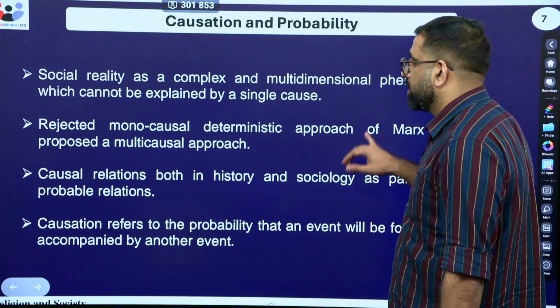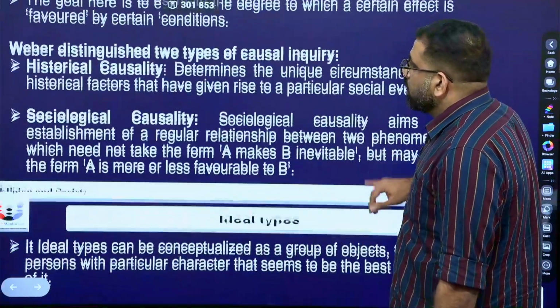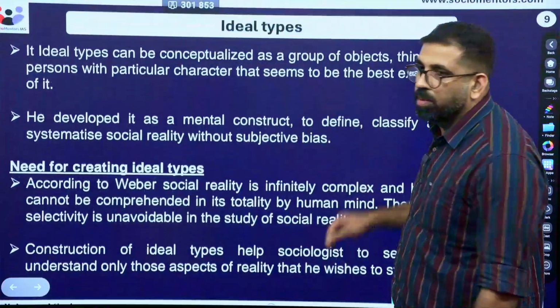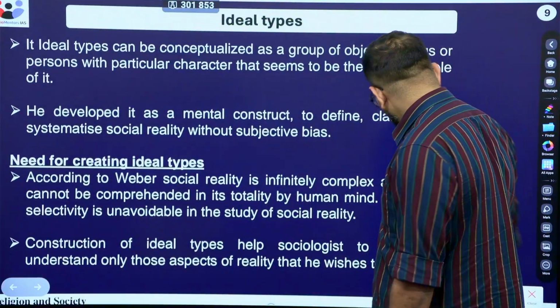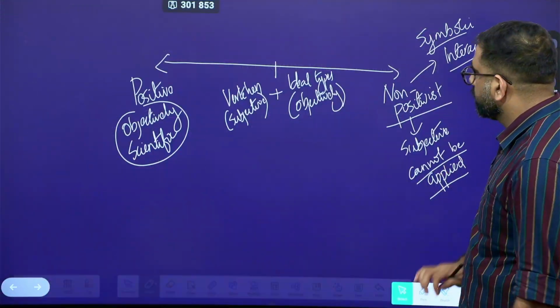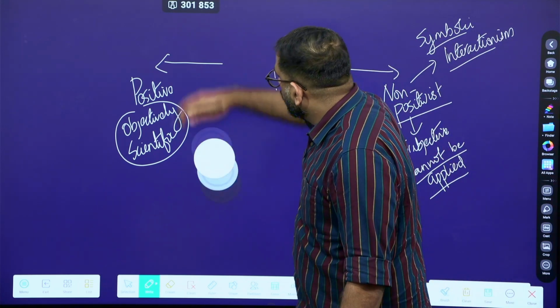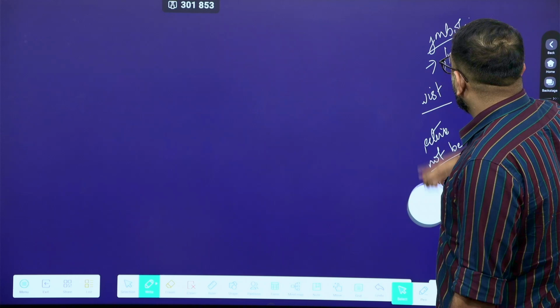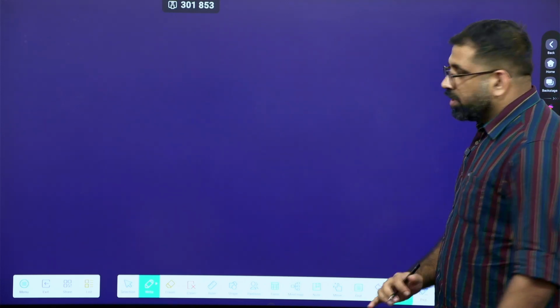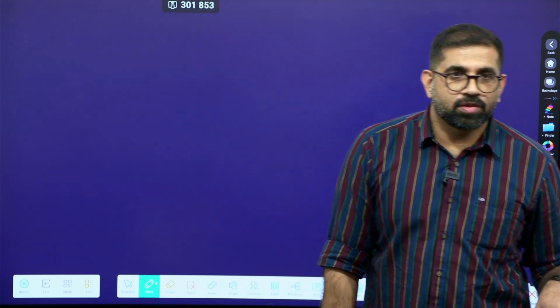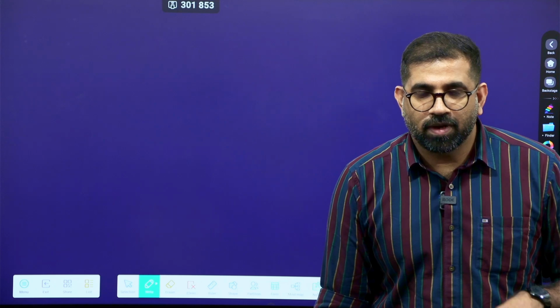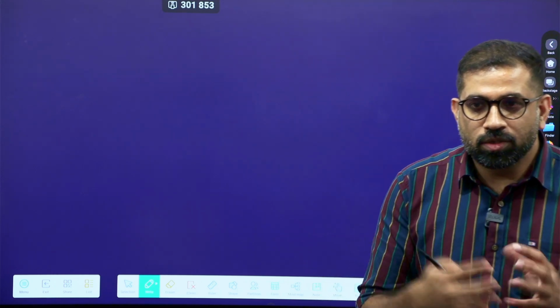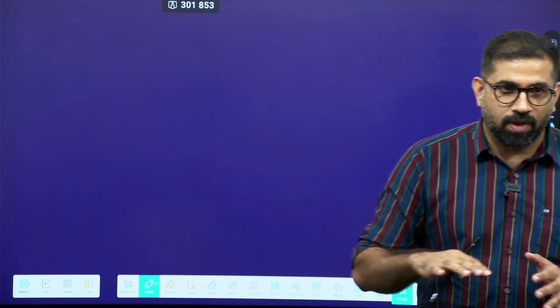Okay. All right. Now that is with causation and probability. Now let us start discussing ideal type. It's very interesting. Okay. Now, we already mentioned that Weber wanted to study social phenomena from a subjective viewpoint. Also, he wanted to bring in the objective elements.